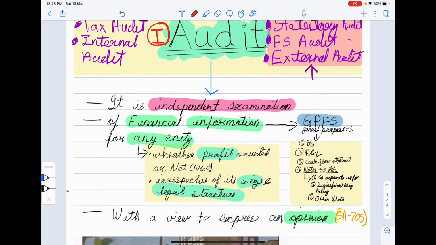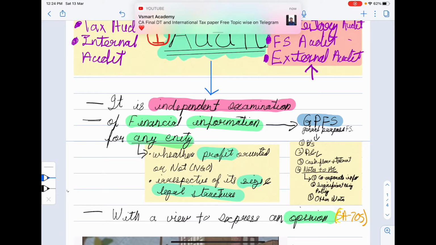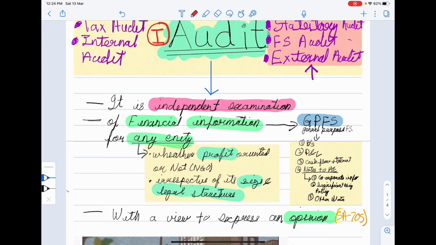Independent means you should be unbiased. We should not say that he is my relative, he is my friend, so I'll be on his side. No, we should be independent irrespective of who he is. We should do independent examination. Examination means checking, like how a teacher checks a paper. Similarly, instead of a paper we are going to examine the financial information of a company.